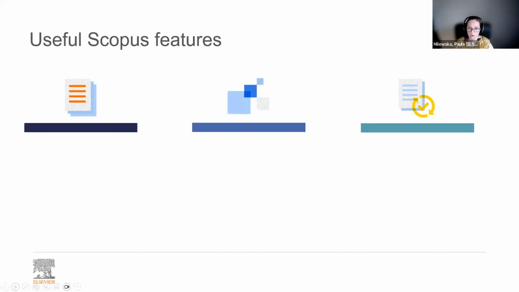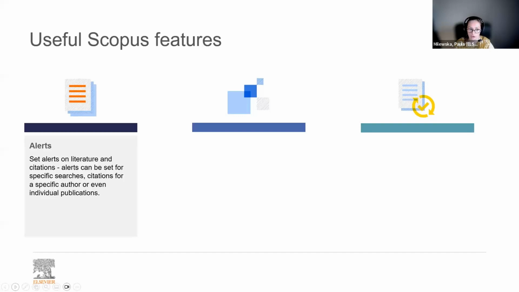And what about Scopus features? What can be useful for you if you are using Scopus as a registered user, on your user account? Alerts: as in ScienceDirect, you can set up alerts on literature and citations. They can be set up on specific searches, citations, or, for example, on a specific author. So if you have your author profile on the Scopus database, it's a good idea to set up an alert so you can be informed via email anytime your publication becomes visible on Scopus, or anytime someone is citing you.